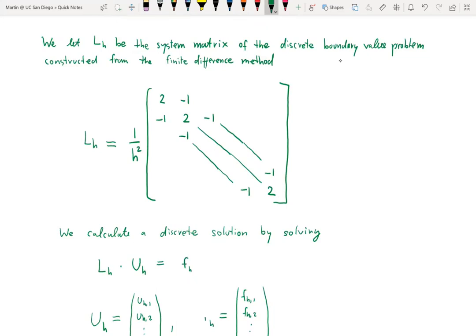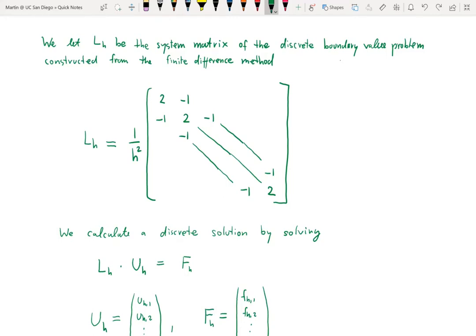When we set up the finite difference method, we end up with a linear system of equations. Let us use the notation L_h for the system matrix of the discrete boundary value problem that we construct from the finite difference method. So L_h is a matrix that can be written as follows, namely 1 over h squared times the tridiagonal matrix, where we've got 2's on the main diagonal and minus 1 on the upper and lower diagonal. That's the system matrix.